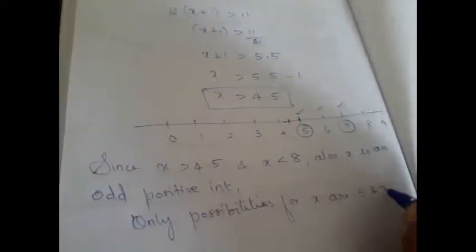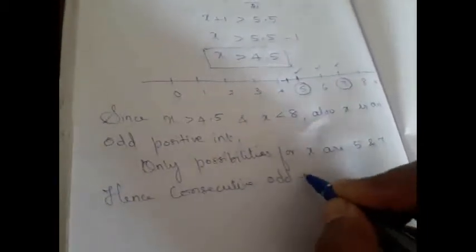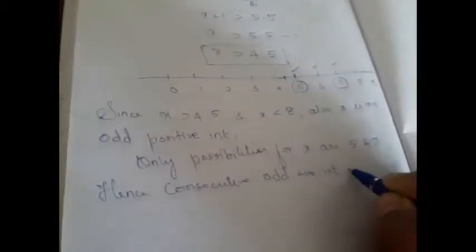Odd positive integer, the only possibilities for x are 5 and 7, right? And hence the consecutive odd numbers. What are all the consecutive positive integers going to be? If x is 5, the other integer is going to be 5 plus 2, right? So the next one is 5 comma 7.